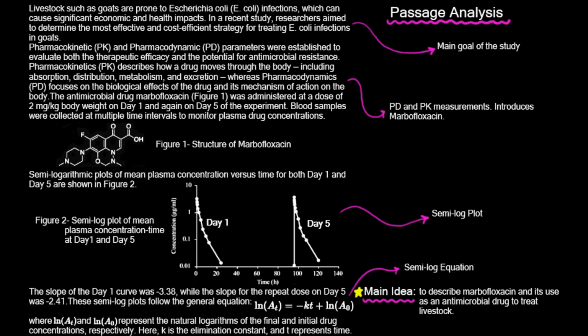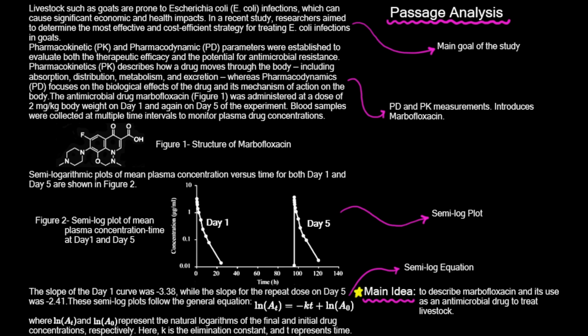Then the paragraph continues. It says the antimicrobial drug marbofloxacin, figure 1, was administered at a dose of 2 mg per kilogram of body weight on day 1 and again on day 5 of the experiment. Blood samples were collected at multiple time intervals to monitor plasma drug concentrations. So here they introduce the drug used in the study and give us a brief overview of the experimental procedure. Again, this is new information, so we just note it and move on. Figure 1 shows the structure of the drug, but we don't need to analyze the structure right now unless a question asks us to do so.